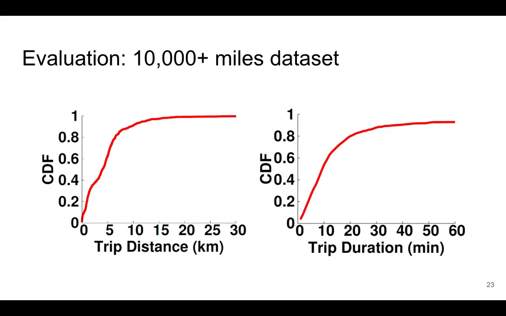We evaluate the performance of DriveSense on 10,000 miles of driving data, with a total of 2,000 trips. The median trip distance is 5 kilometers, and the median trip duration is around 10 minutes.